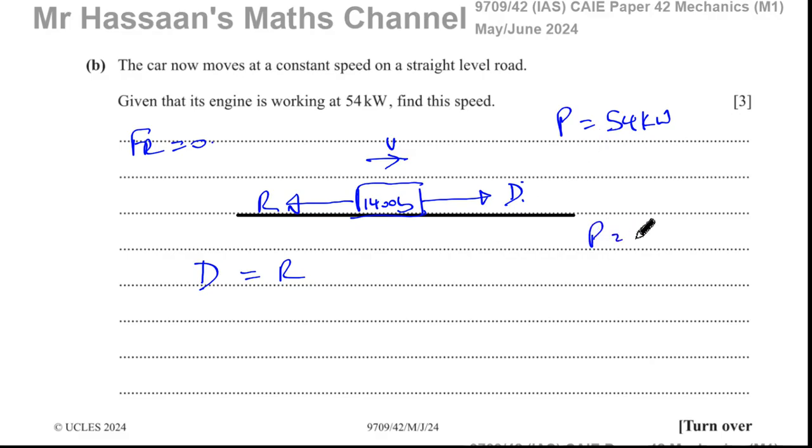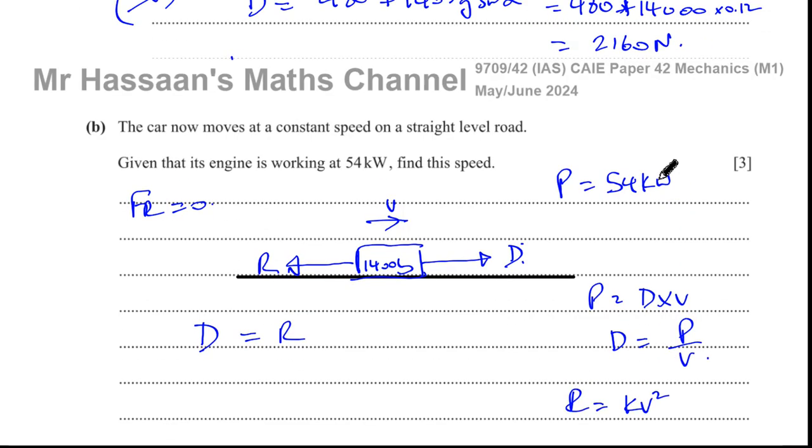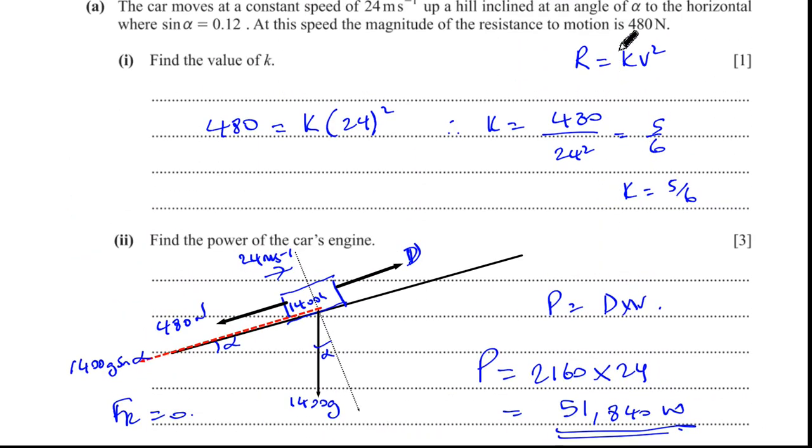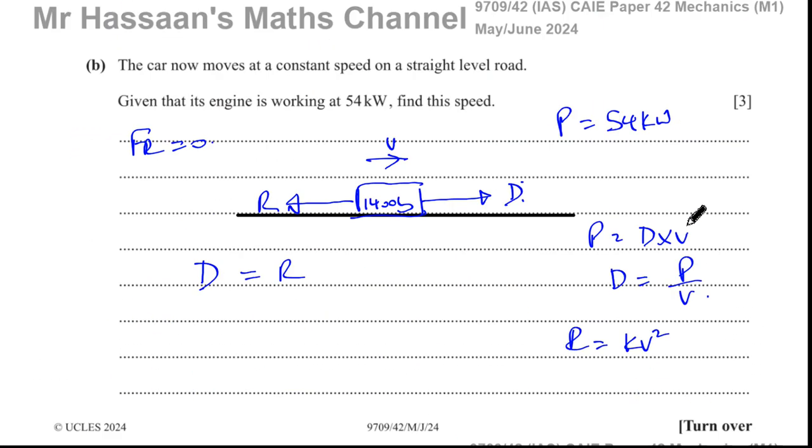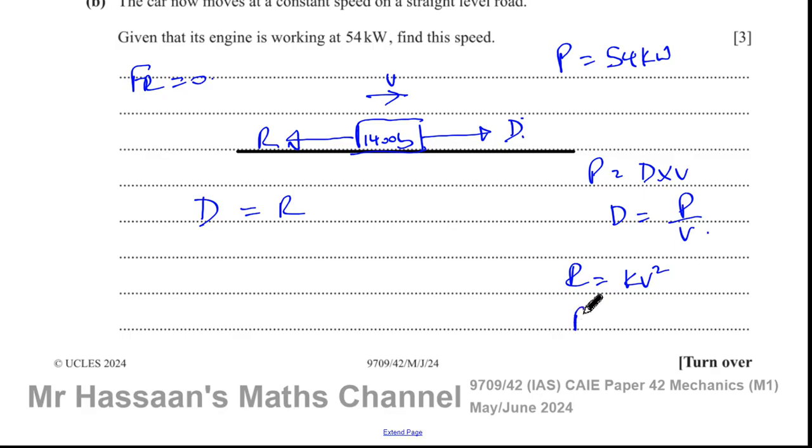So we can say that the driving force is equal to the resistive force, right? And we know that the power is equal to the driving force times V. So the driving force is equal to the power over the velocity, over the speed. And we know that the resistance to motion is given by the formula kV squared, as we learnt in the beginning. Okay, and we know that k is 5/6. So the resistance to motion is given by 5/6 V squared.